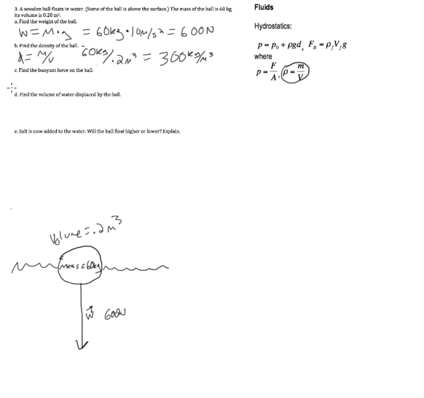So let's find the buoyant force on the ball. The easiest way we can do this is to just look at the ball and see, well, it's not accelerating. There's nothing in the problem to make us believe it's accelerating. So we know F net is 0. And so that means that the buoyant force must be equal to the weight force. And since we know the weight force is 600 newtons, the buoyant force must also equal 600 newtons.